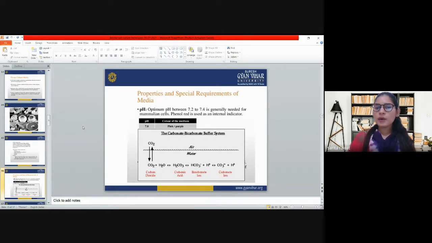Now, when we talk about the properties and special requirements for media, first is pH. So the optimum pH between 7.2 and 7.4 is generally needed for mammalian cells, and phenol red is used as an indicator. So as you can see, at pH 7.8, the color of the media will be shown as pink and purple.